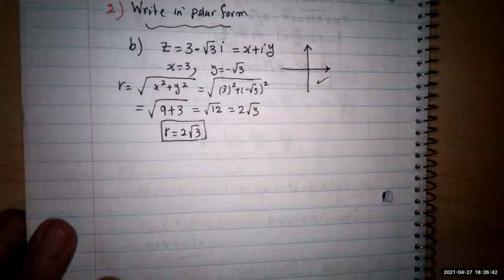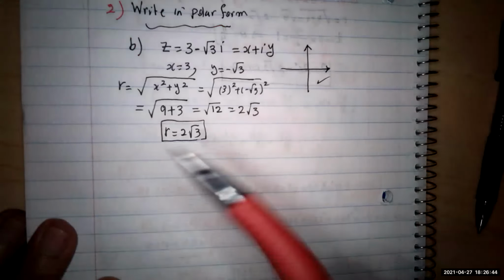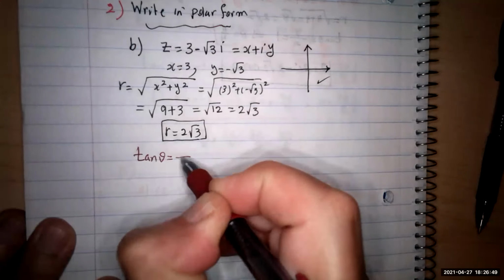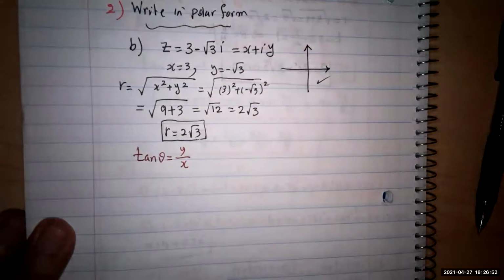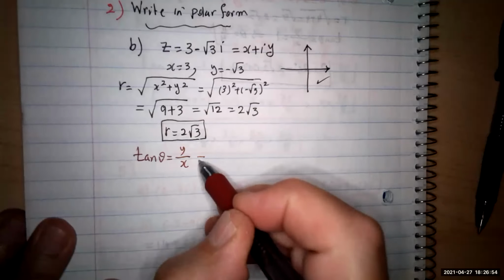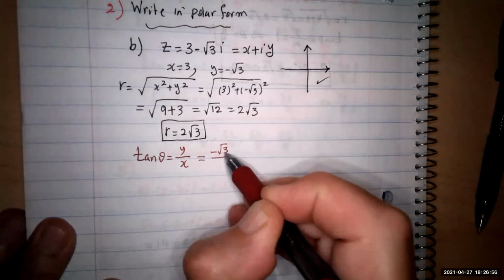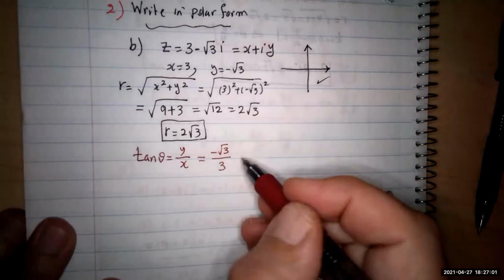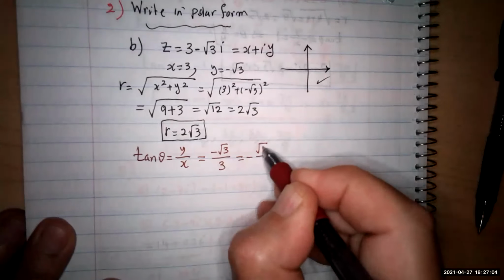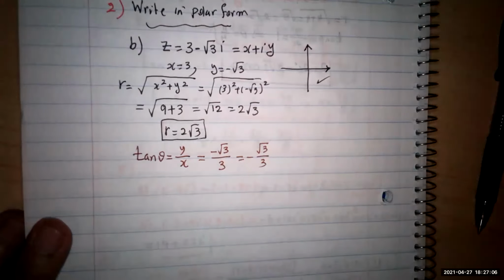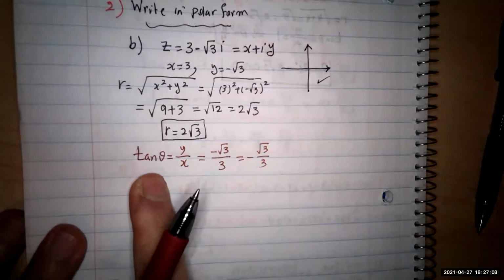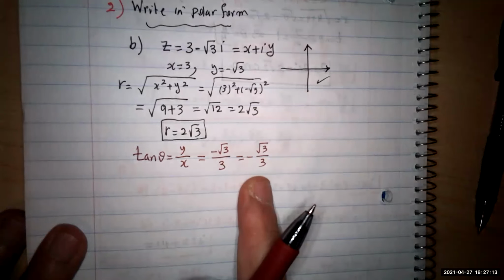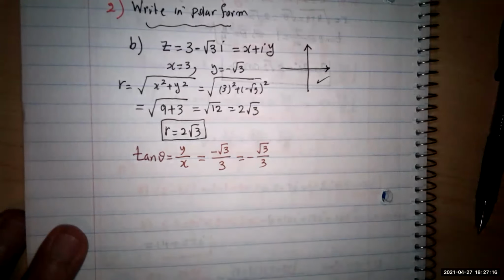Now we have to pick the theta. That's the important part. We go with the tangent of theta, which is equal to y over x. The y is negative radical 3, and the x is 3. So we arrive at negative radical 3 over 3. You have to pick the theta; it is going to be negative. If it happened to be positive, radical 3 over 3 is the tangent of 30 degrees.